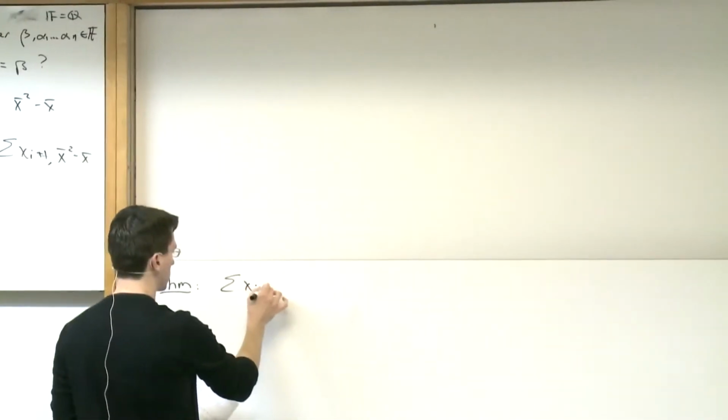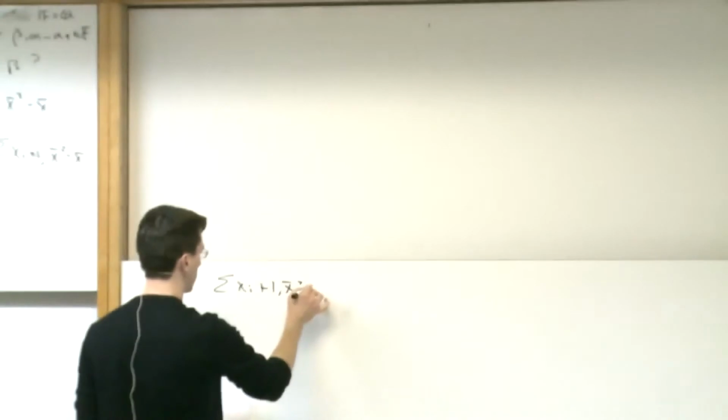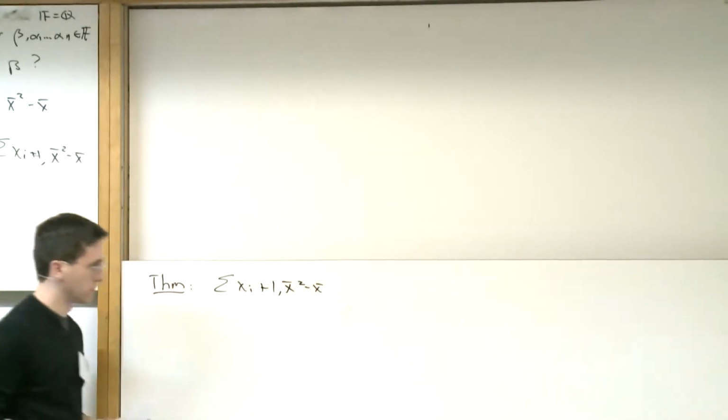So consider this same system that I have on the previous board, the subset sum where all the alpha i's are 1.